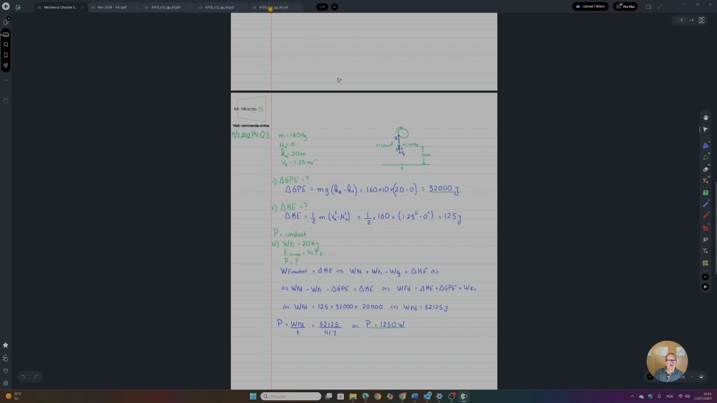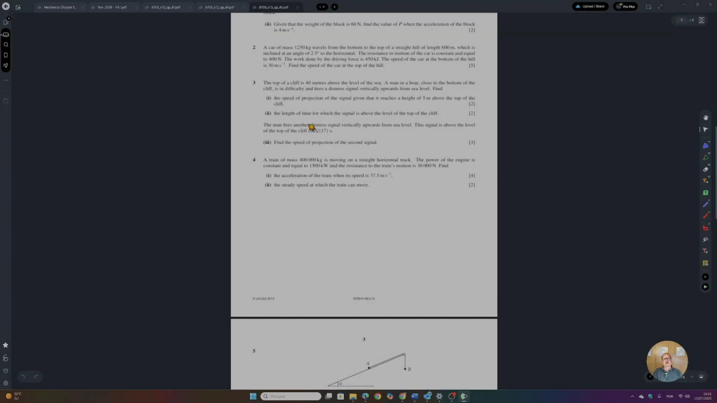One more. 2013 spring, paper 41. It's now question 4. A train of mass 400,000 kilograms is moving on a straight horizontal track. The power of the engine is constant and equal to 1,500 kilowatts, and the resistance to the train's motion is 30,000 newtons. Find first the acceleration of the train when its speed is 37.5 meters per second, and then the steady speed at which the train can move.